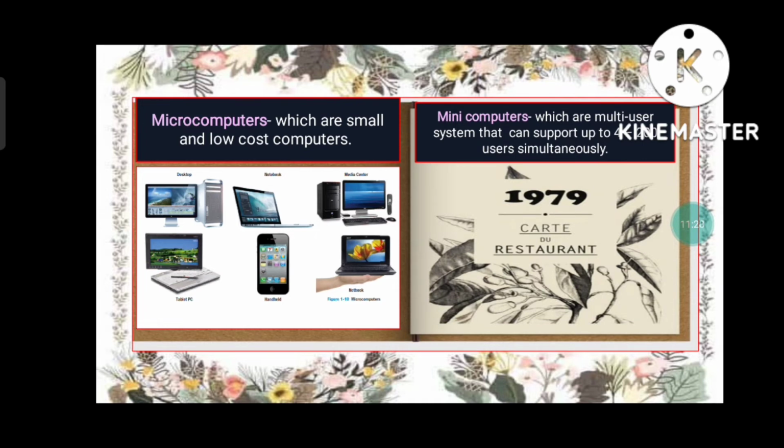And now, let's proceed to the second size, minicomputers. Minicomputers are multi-user systems that can support up to 4 to 200 users simultaneously. So a minicomputer is a digital and multi-user computer system with the connection of more than one CPU, the central processing unit. Thus, many people can work on this computer simultaneously instead of a single person.